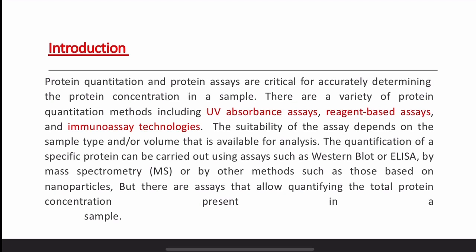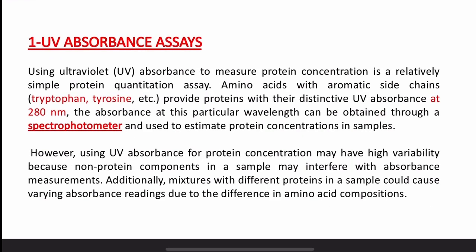The quantification of a specific protein can be carried out by using assays such as Western blot or ELISA. يعني في methods معينة بستخدمها لقياس نوع معين من البروتين زي الويسترن بلوت or الإلايزا. لكن في methods تانية بتكون generalized بتقيس the total protein concentration that's present in the sample. The first one is UV absorbance assays.